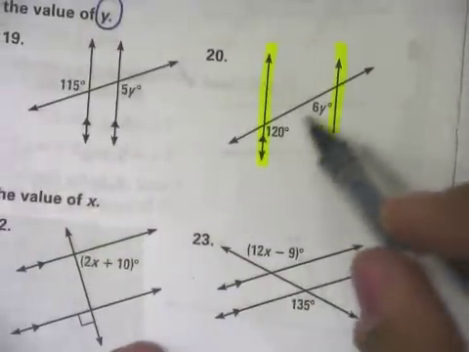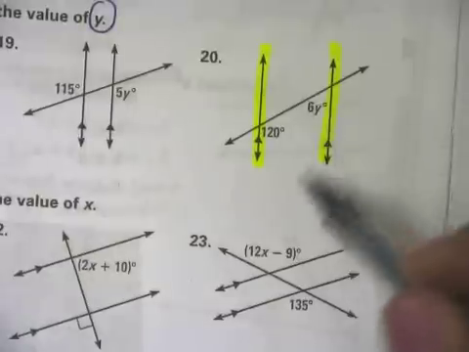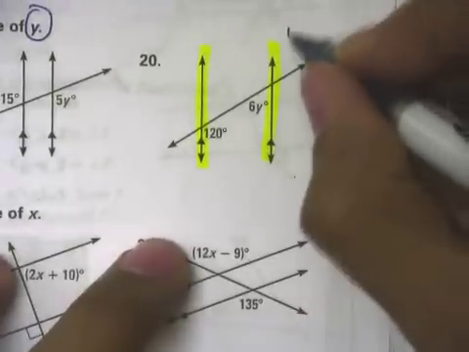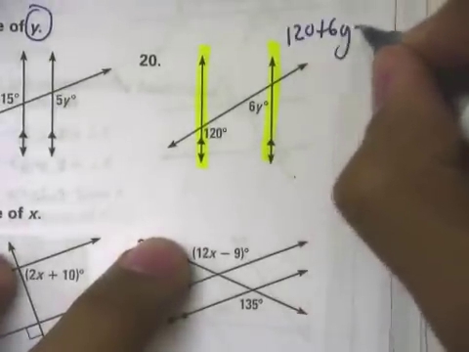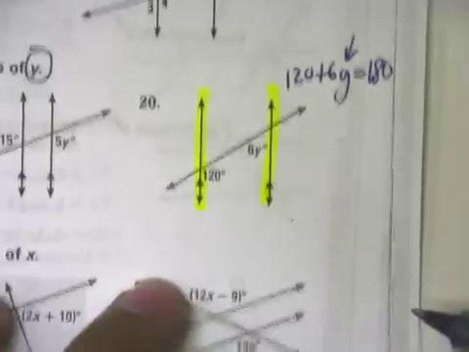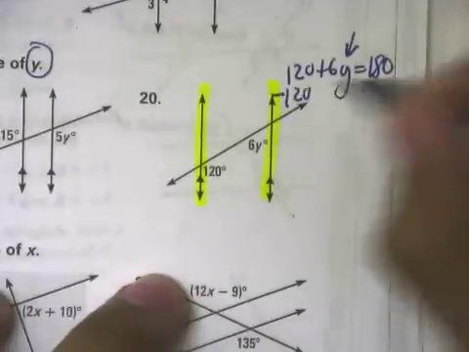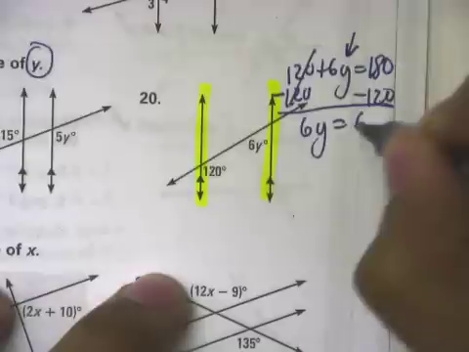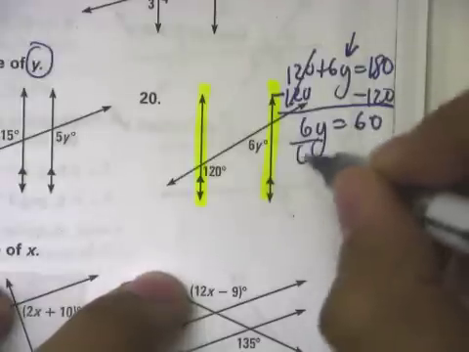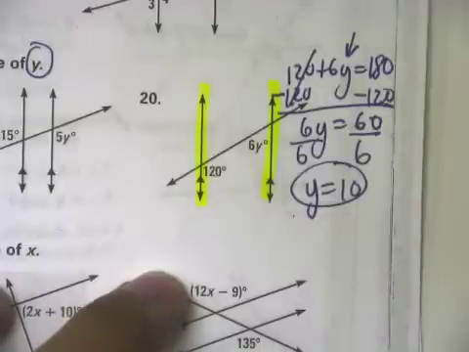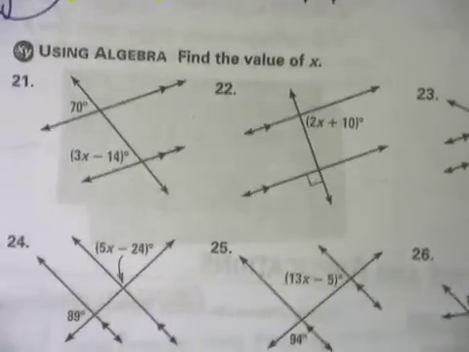Again, for number 20, here are my two parallel lines. Here I have consecutive interior angles, and I should know that those are also supplementary. So then I can say that they're equal to 180. I want to solve for y, so I'm going to divide both sides by 6, and y is equal to 10.